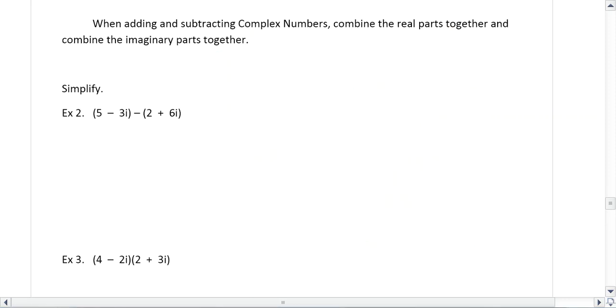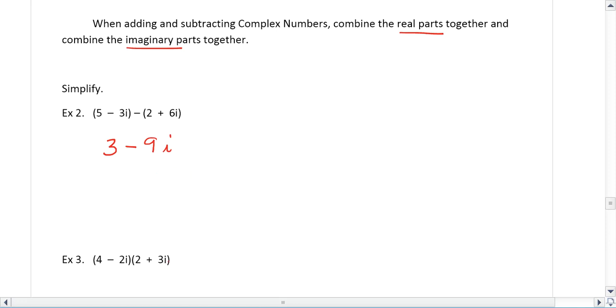Next, we're going to have a discussion about when we're adding and subtracting these complex numbers, and also when we're multiplying them. So when you add them, you combine the real parts together, and you combine the imaginary parts together. It's very much like when you learned how to combine like terms. So this negative sign is being distributed, remember? So I do have 5 minus 2, which is 3. And then I have negative 3i minus 6i, which is negative 9i. And that's all you can do, so you're done.